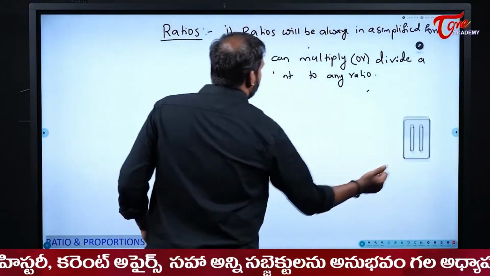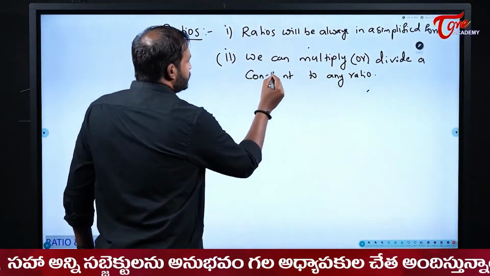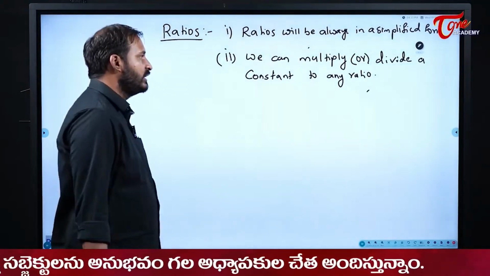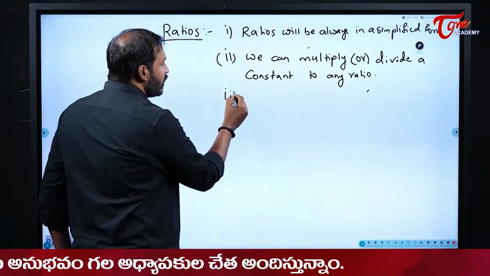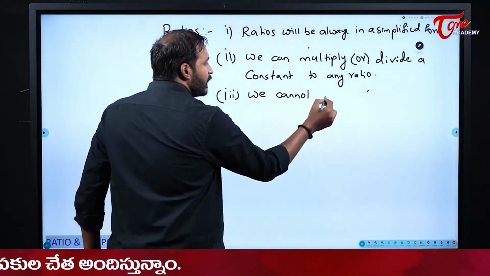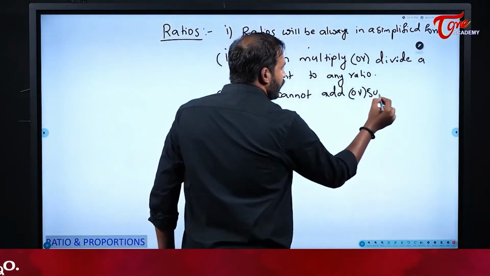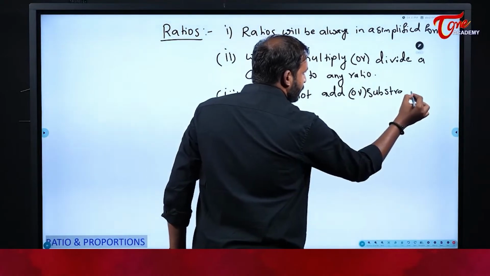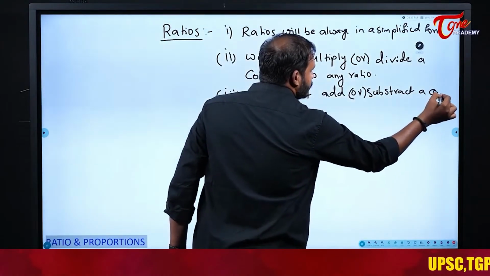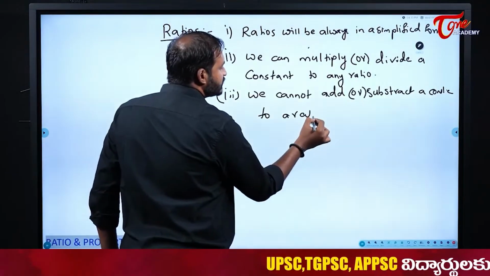We can multiply or divide a constant to any ratio. And next one, remember this one, we cannot add or subtract a constant to a ratio. We cannot add or subtract.